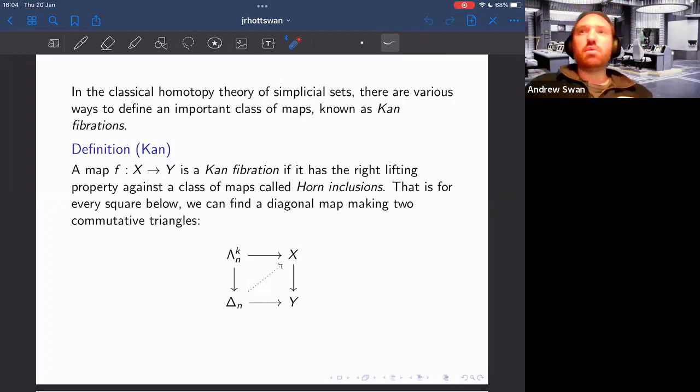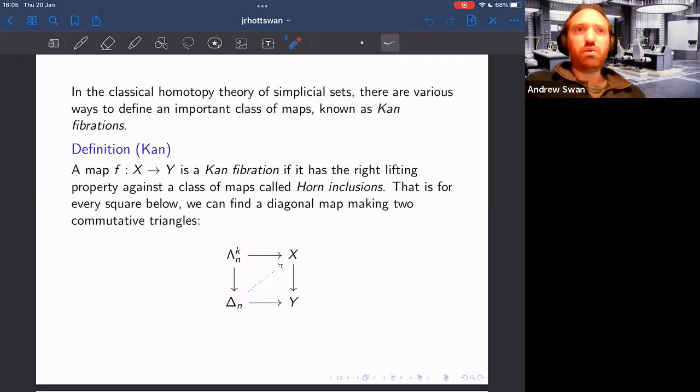Okay, and so the classical definition of Kahn fibration is in terms of the right lifting property against a certain set of maps. Again, I won't give a detailed definition, but I just point out that we have this set of maps which are indexed by a pair of natural numbers k and n, and this delta n is one of the representables in simplicial sets, and then this is just a sub-object of the representables called a Horn inclusion.